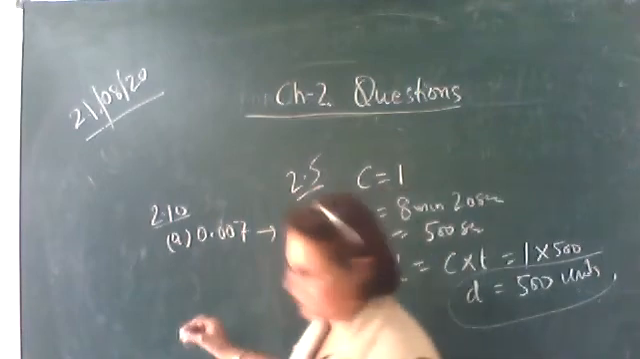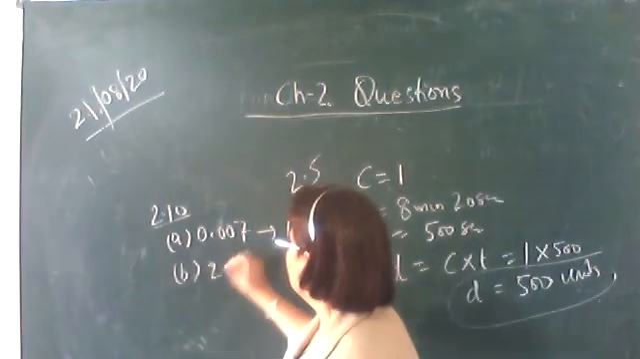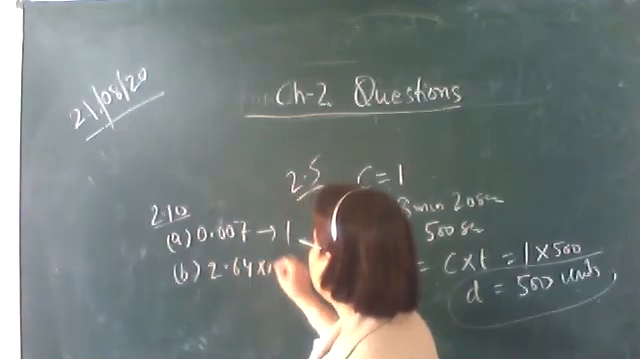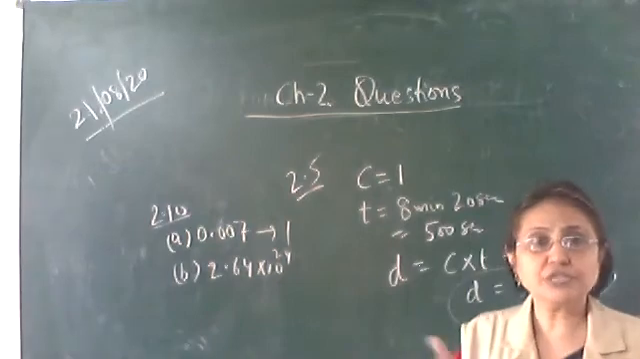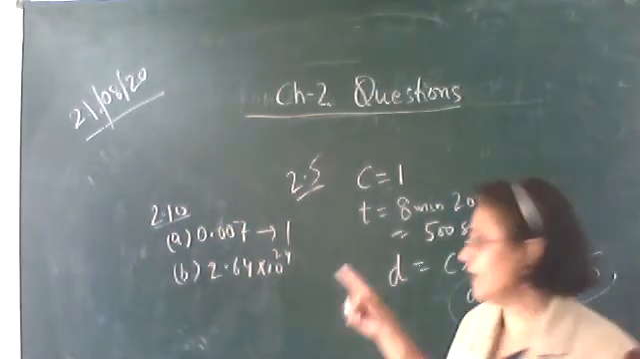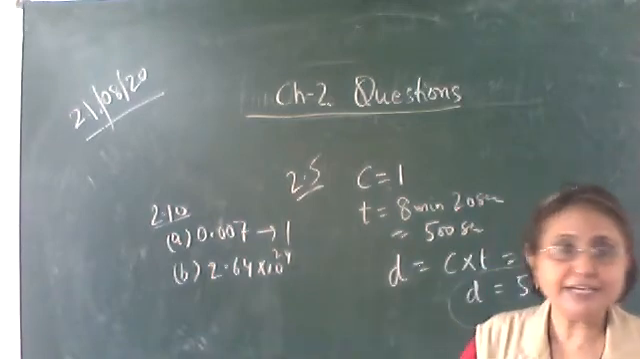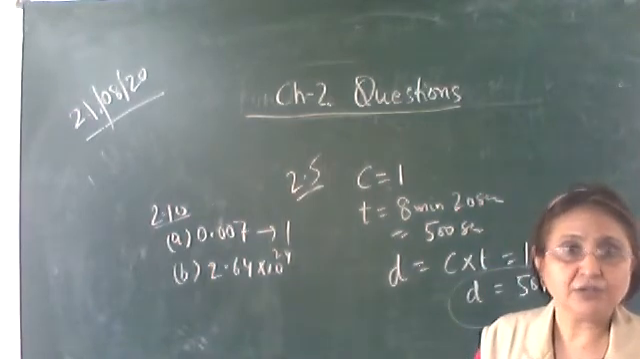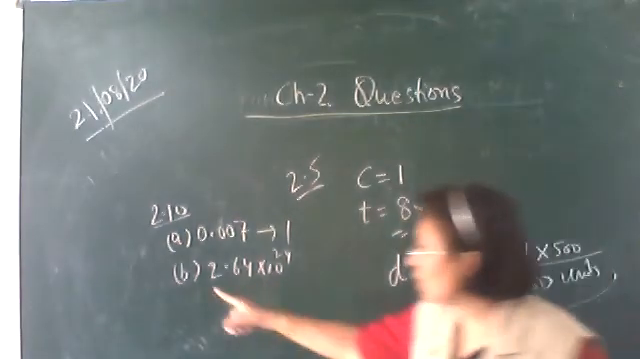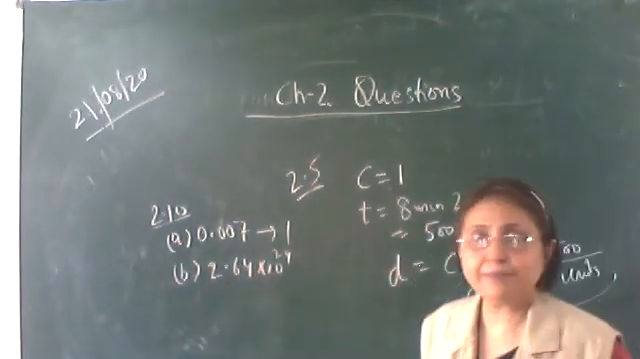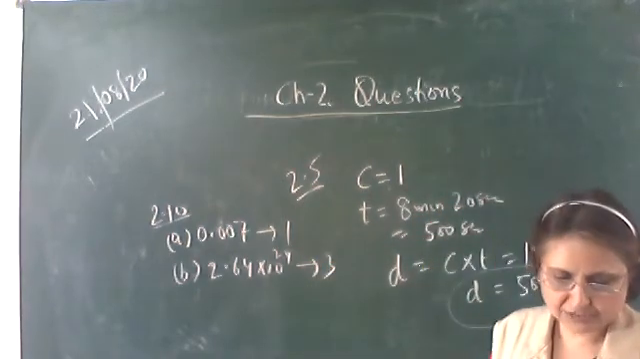Then 2.64 into 10 raised to the power 24 kgs. How can we write this down? 264 followed by 22 zeros. Then there won't be any decimal in this number. No decimal, so all the last zeros are insignificant. So how many significant figures will remain? There will be only 3 significant figures in this value.